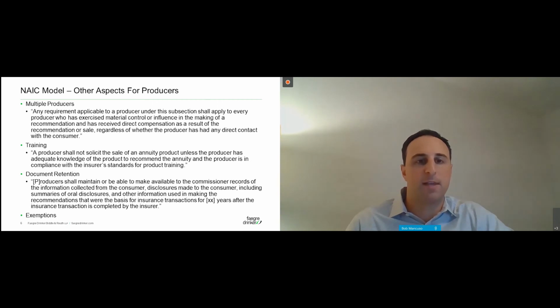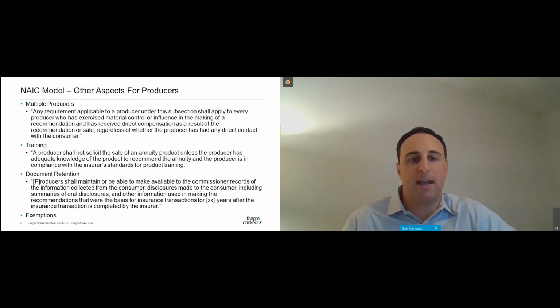And the first is that the four best interest obligations that we walked through earlier apply to, quoting from the model, every producer who has exercised material control or influence in the making of a recommendation and has received direct compensation as a result of that recommendation. And that's whether the producer has had any direct contact with the consumer or not. So, just let that sink in for a minute, right? If you're a producer that's being compensated on a sale, you may have to meet those best interest obligations, even if you've never had a conversation with the consumer.